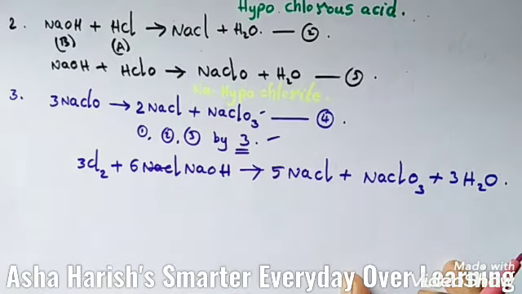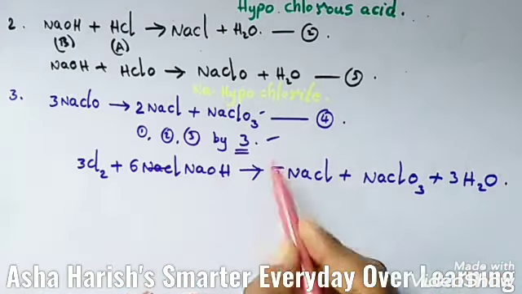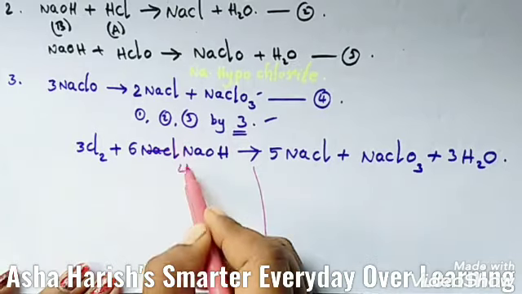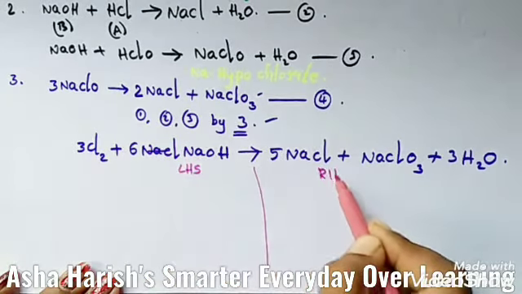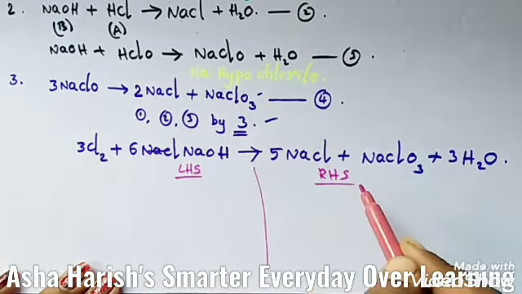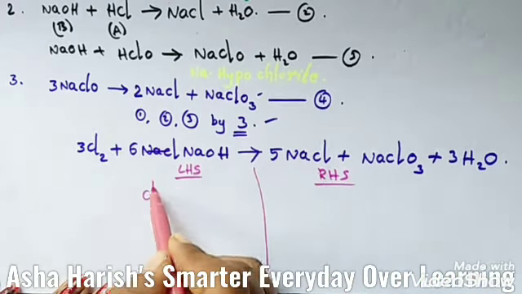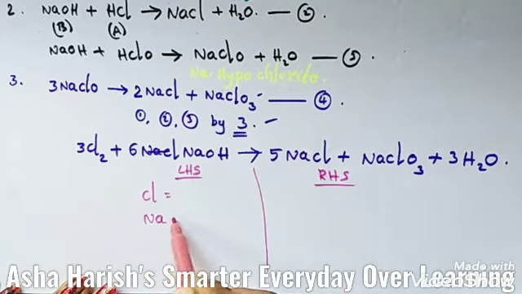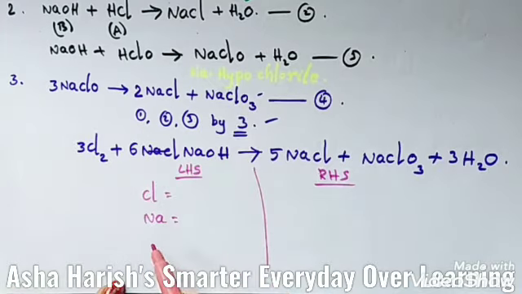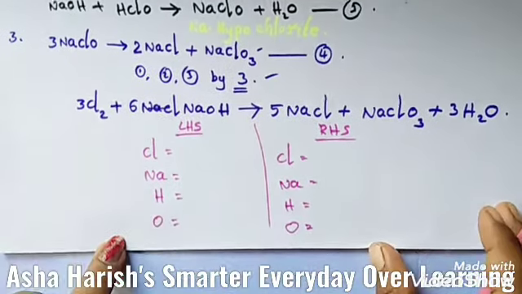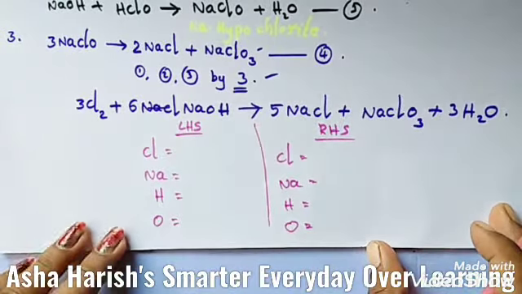This is the final balanced equation. Now let's see the number of atoms on both sides, LHS and RHS. On the left hand side are all the reactants and on the right hand side all the products. Coming to chlorine and sodium, hydrogen and oxygen. Here also the same. We need to count all the atoms, whether they are balanced or not.